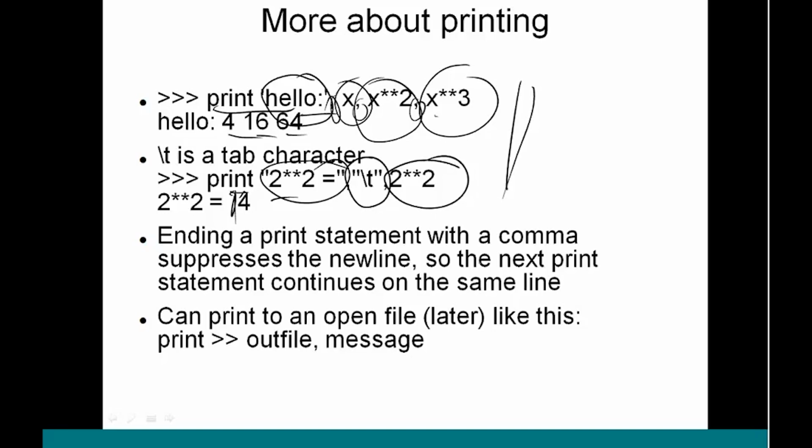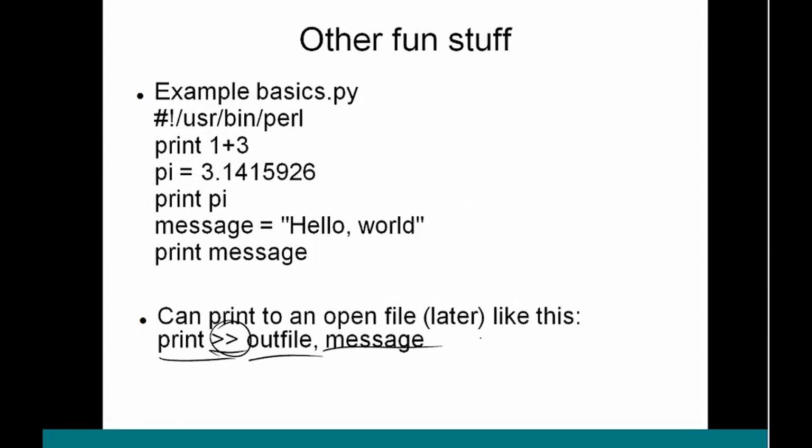And if you end a print statement with a comma, that suppresses the new line, so that the next print statement starts on the same line. You can also print to an open file, and basically it is just like this: print, then double arrow, say outfile, and then the message. So the message will be printed there.